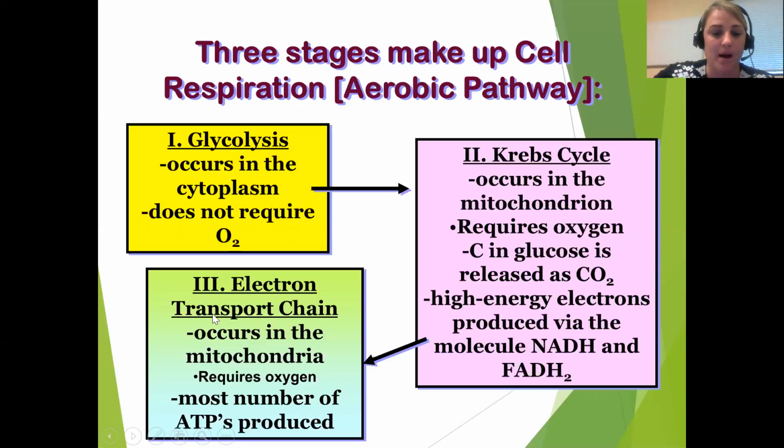And the next part of the pathway is going to be the electron transport chain. Sometimes you'll see it abbreviated as the ETC. Again, this occurs in the mitochondria. It requires oxygen. And this is where we get most of our ATP produced. So this is where we're going to see that significant energy conversion happening.